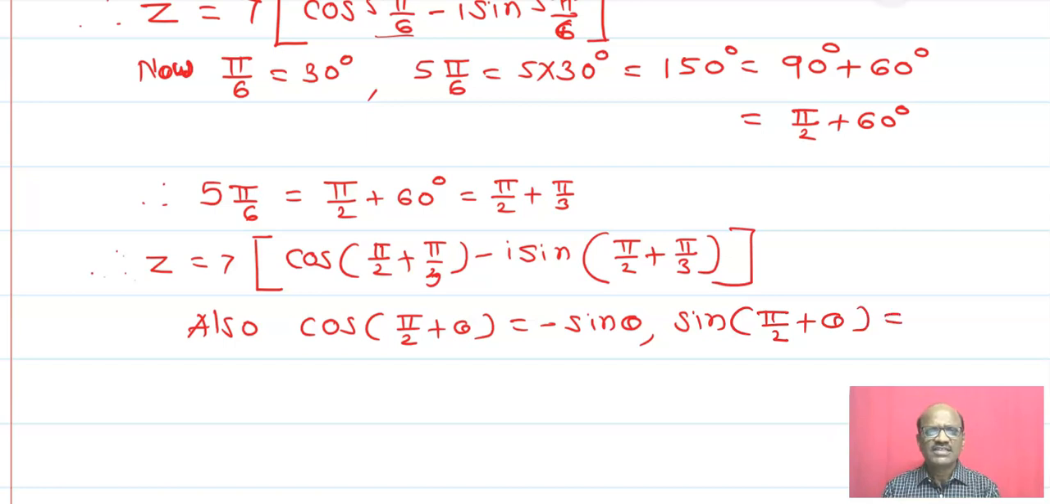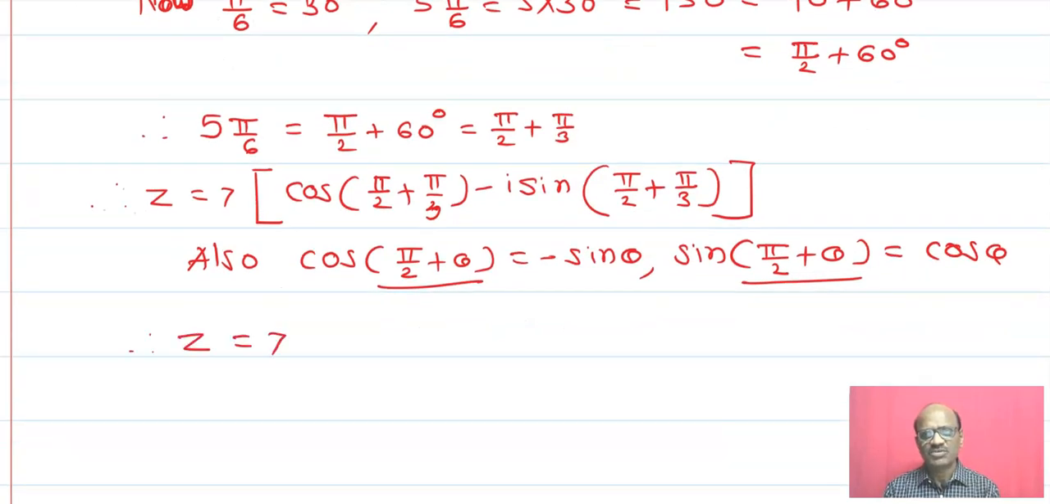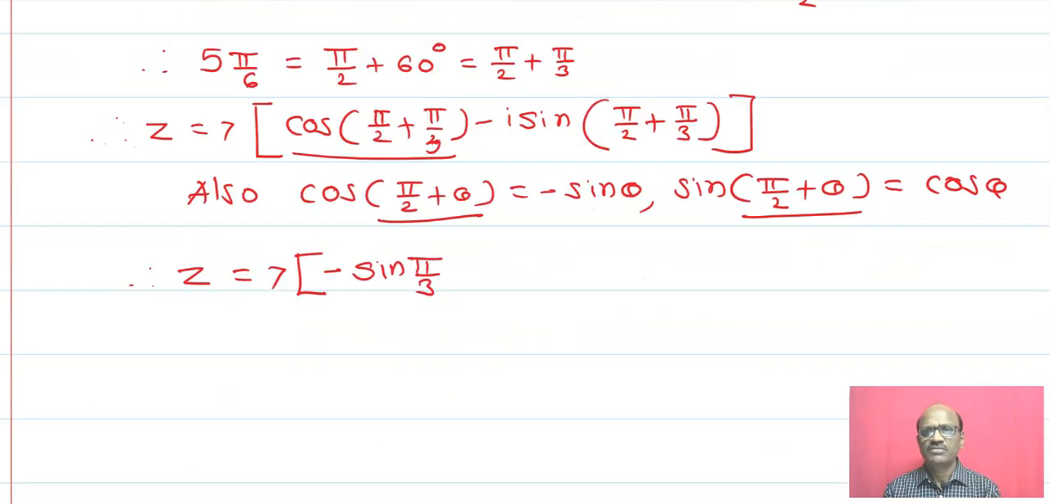Because cos in the second quadrant is negative, that's why the negative sign is given, and sin in the second quadrant is positive. Therefore, the sign of sin of pi by 2 plus theta is positive, which is cos theta. Now, the only job is to substitute the values. See this: cos of pi by 2 plus pi by 3 is minus sin of pi by 3.